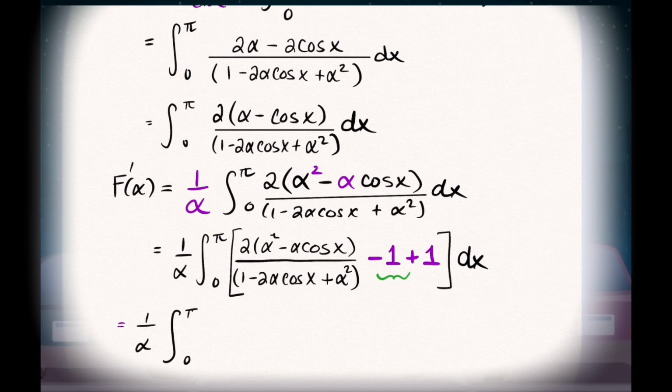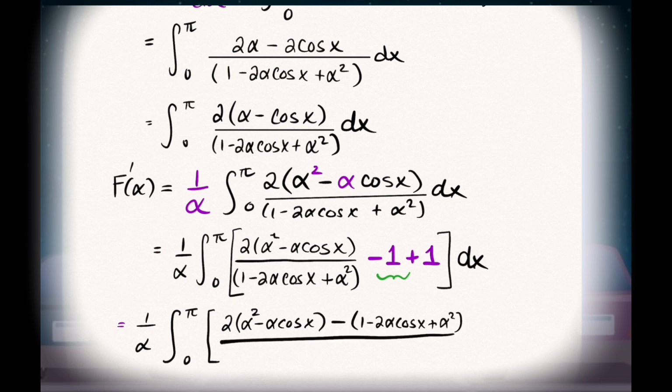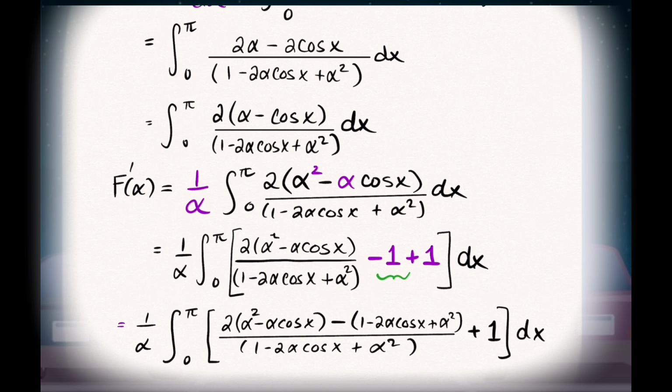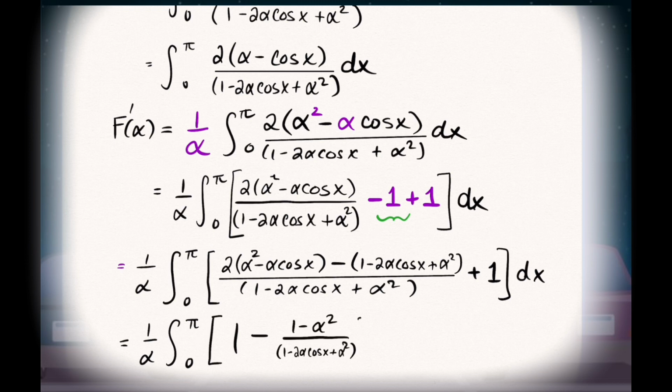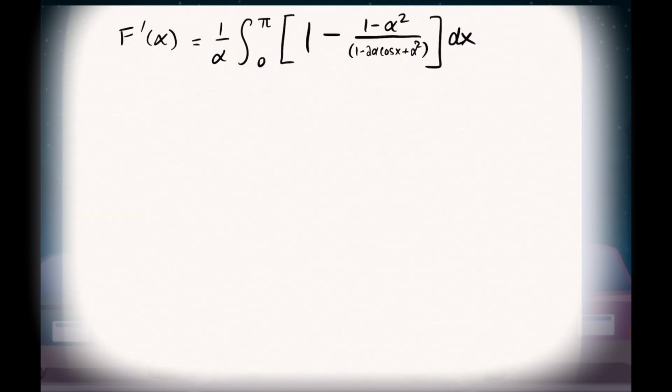But writing negative 1 as a fraction with a common denominator of the same fraction that we have in there, and equating the two fractions together, cleaning up the numerator, and rewriting our integrand there, it may look like there's a lot going on there, but it's going to clean up nicely. What we get in the middle of all of this, the integrand comes out to be 1 minus 1 minus alpha squared over that denominator from before.